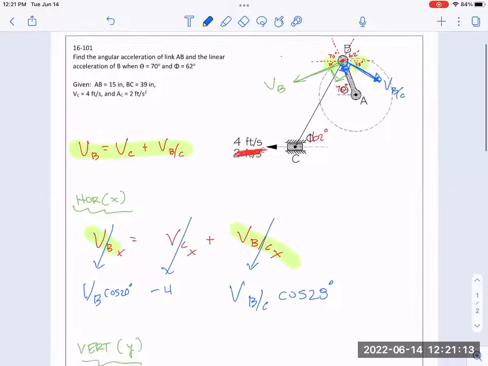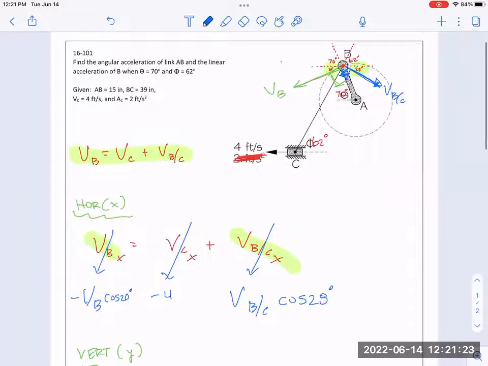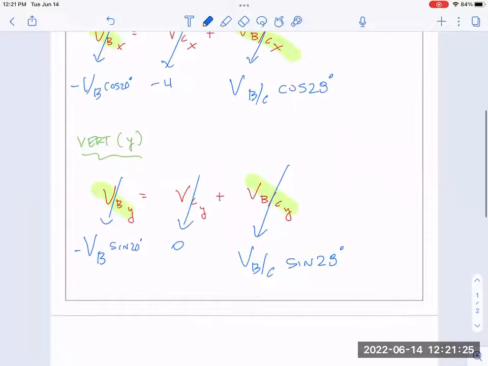Yeah, so let's go back and put negatives. B is left and down, so that means those are both negative. Thank you, because by the way, I would have actually forgotten that. And BC is right and up. So its x is positive, but its y is down.